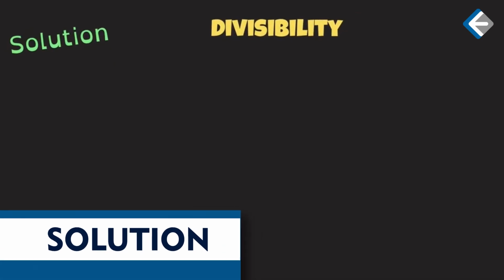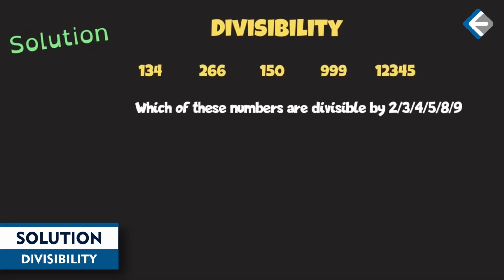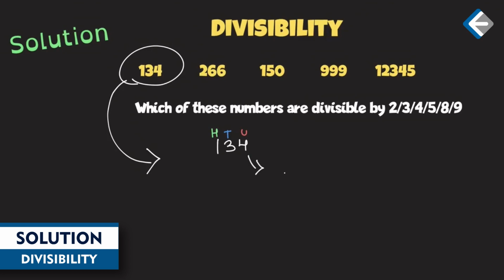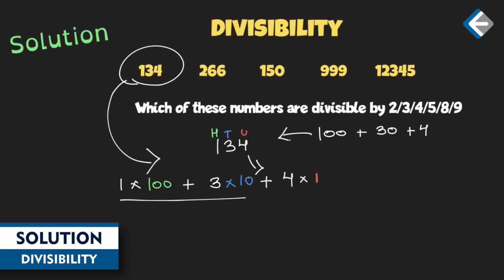Now let's decode the logic of divisibility. I gave you the number and I asked you which of these numbers is divisible by the following numbers. So let's take the first number, which is 134. Unit digit 4, tens digit 3, hundreds digit 1. What is the meaning of this? There are 4 ones, units, in this, 3 tens in this, that's why tens digit, and 100 in 134. So if I add individually 100, 3 tens which is 30, and 4, I get 134. That's how I get the sum.